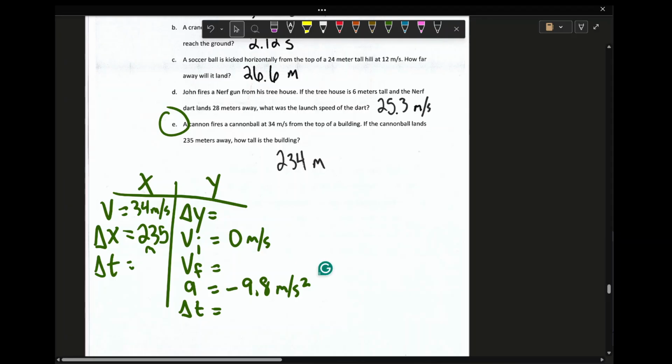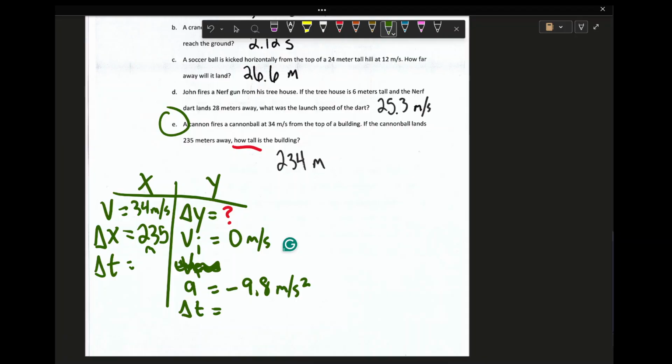We can see that we have a bunch of things that we don't know. So now the question is, how do we get to the final thing? First of all, what is the final thing? It's how tall is the building. So delta y is what we want to know. VF in this case doesn't end up mattering, so we can forget about VF. It's not needed for the problem. It's not asked about. It's not given.